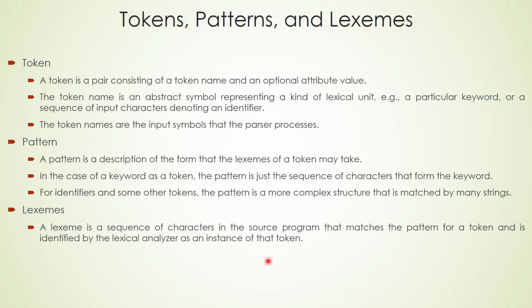So next one is pattern. It is an important concept. A pattern is a description of the form that the lexemes of a token may take. In the case of a keyword as a token, the pattern is just a sequence of characters that form the keyword. For identifiers and some other tokens, the pattern is a more complex structure that is matched by many strings. I will try to explain pattern in detail.